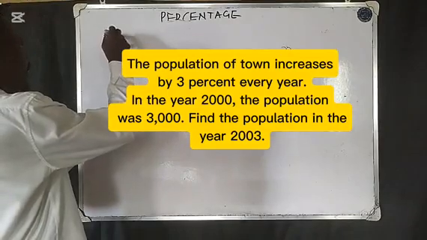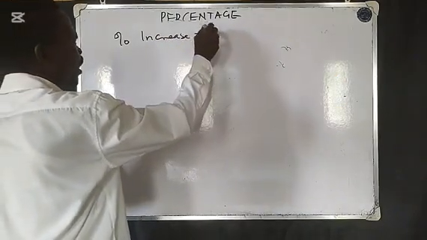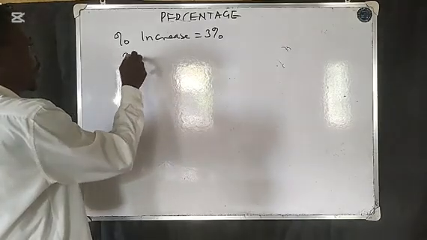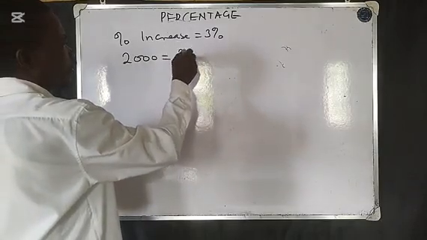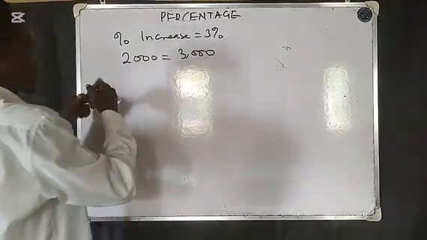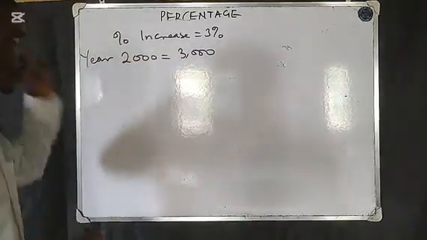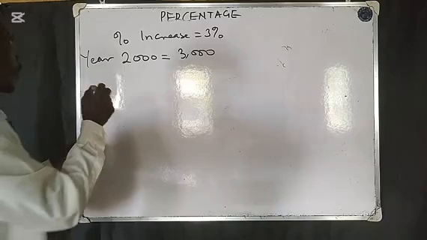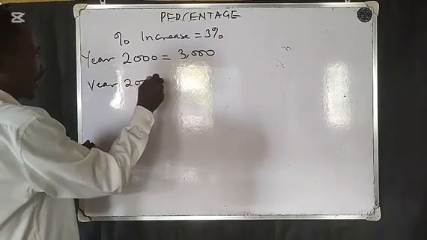This one, percentage increase is 3%. Okay, they gave us a specific year, 2000. Population was 3,000, right? Year 2000. They want us to find the population in the year 2003. That means 3 years after, right?